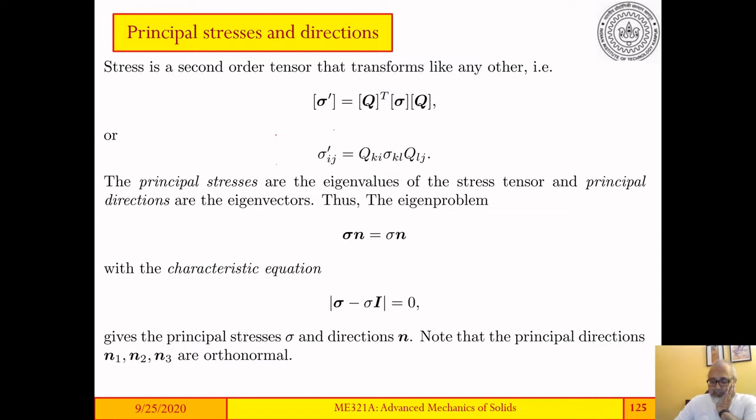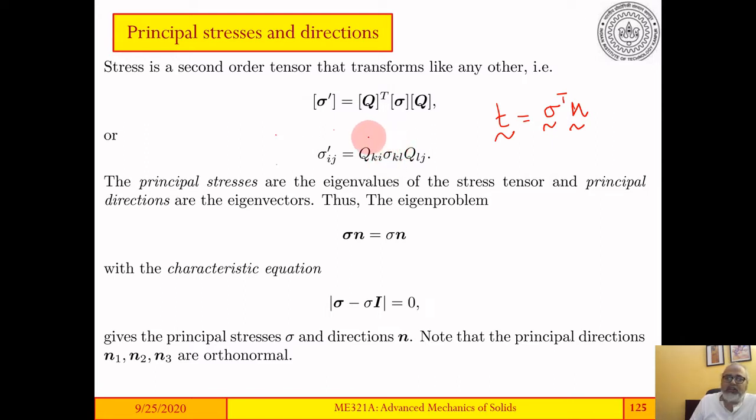Stress is a second order tensor because it maps the normal at a point on the surface to the traction on the surface. So anything that maps a vector into a vector is a second order tensor, and so is the stress, which means that it can be transformed in a manner in which we have transformed all second order tensors.